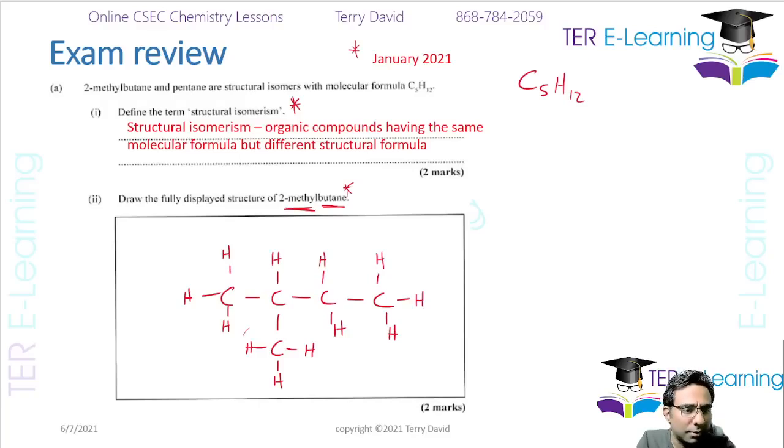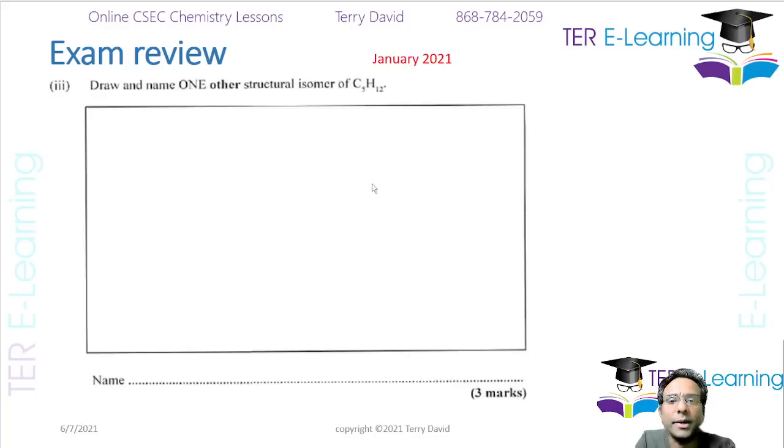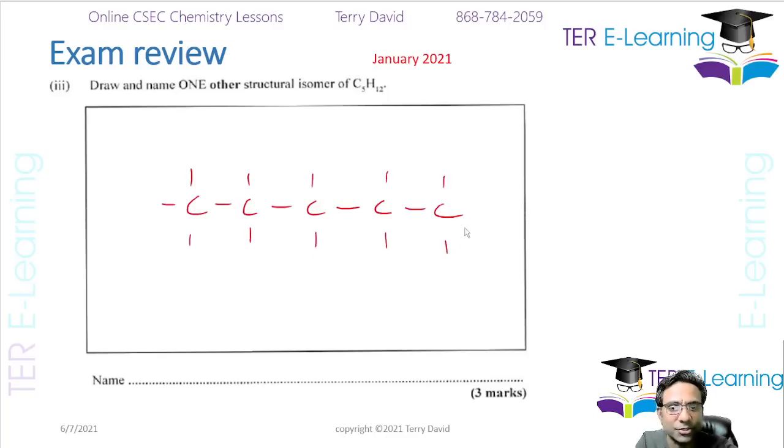Alright, so that's that. And what I want, draw and name one other structural isomer of C5H12. Well, if I were you, all I would do is do this, right? So there is a finite amount of questions that CSEC can ask when it comes to organic chemistry, guys. So if you do about 10 years of these, any question they ask you, you'll be able to answer. 1, 2, 3, 4, 5. So this here is an isomer, a structural isomer of C5H12.